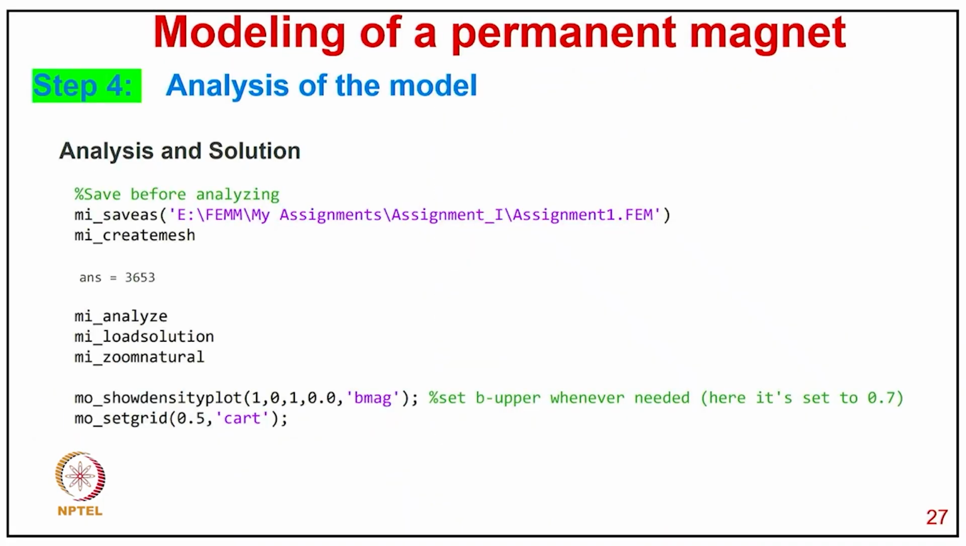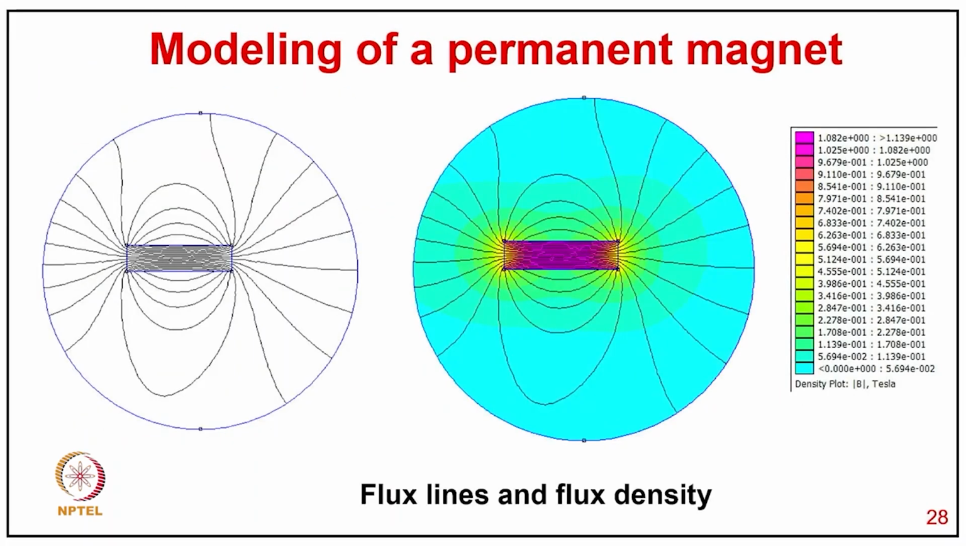So now coming to step 4, analysis of the model. The analysis and solution is saved before analyzing. mi_saveas in brackets equal to FEM plus my assignment comma assignment 1 and assignment FEM, and mi_createmesh. The answer is 3653. Similarly, mi_analyze, mi_loadsolution, mi_zoomnatural. mi_showdensityplot 1 comma 0 with the parameters, and then mo_setgrid 0.5 and comma cartesian, and you can see flux lines and flux density typically in 2 diagrams.